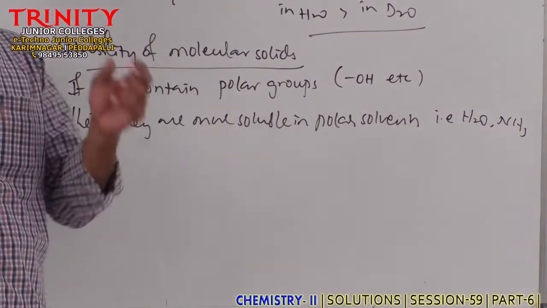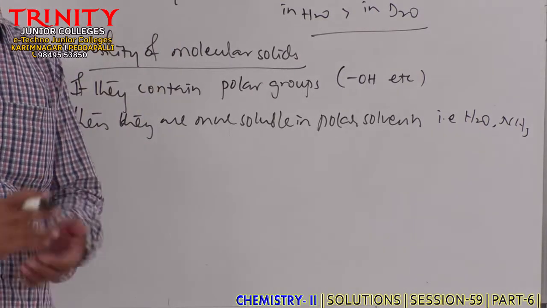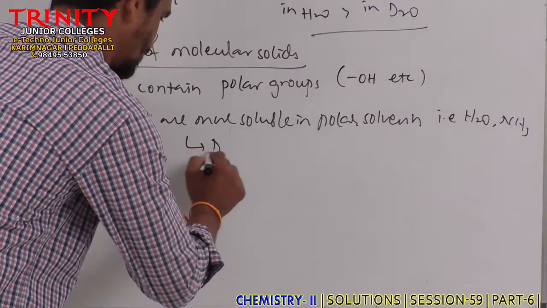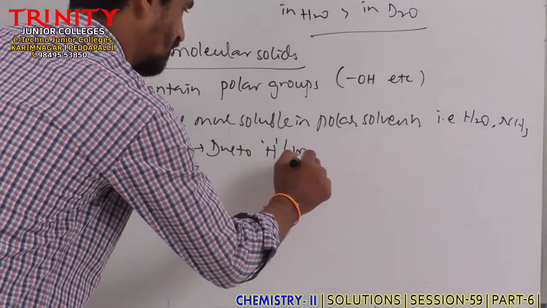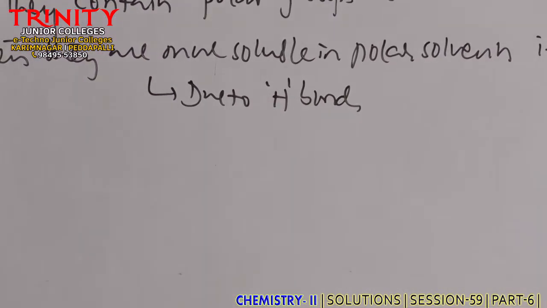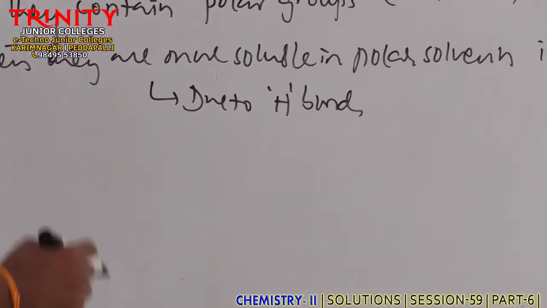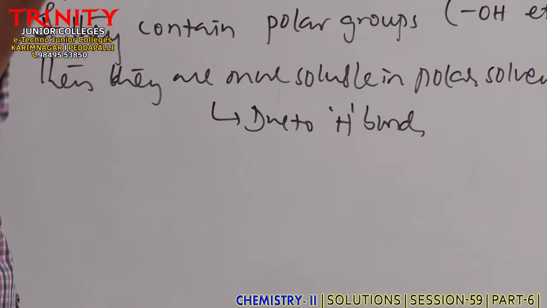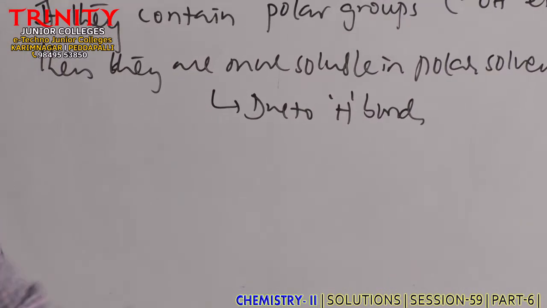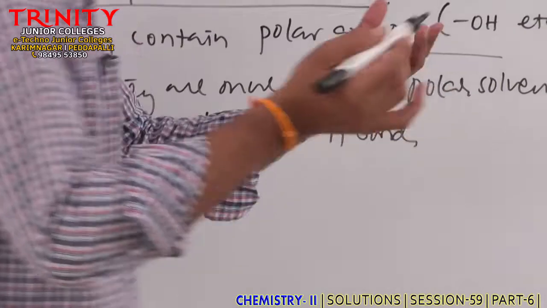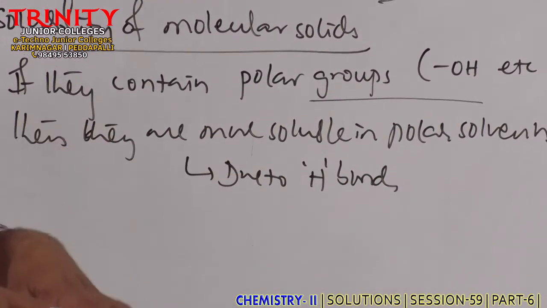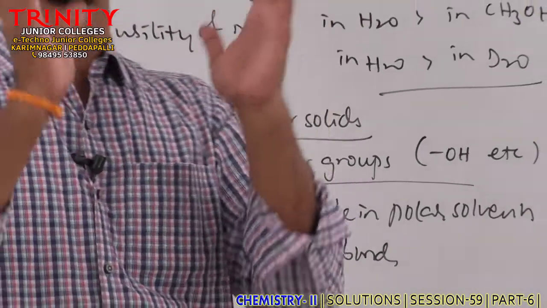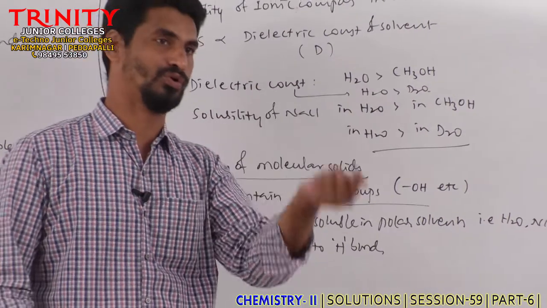So if the molecular solid contains polar groups like OH, etc., then it is more soluble in polar solvents like water. This is due to hydrogen bonds or strong dipole-dipole forces. And if they do not contain such polar groups, they are less soluble in water, which means more soluble in non-polar solvents.